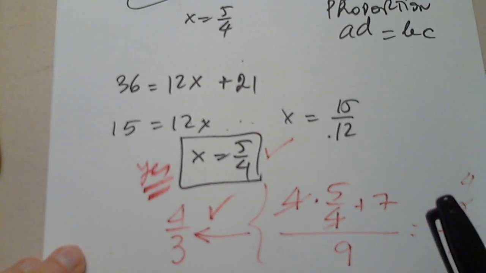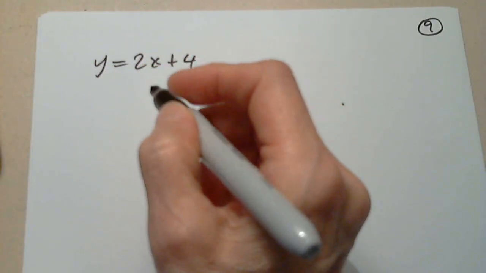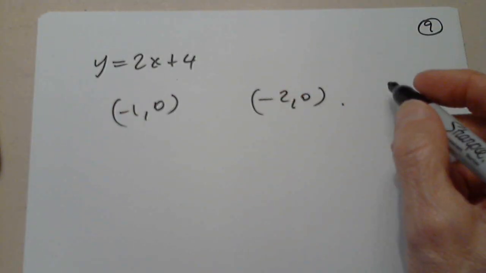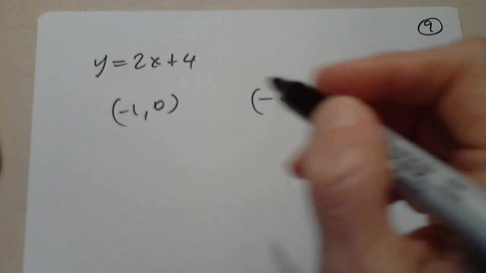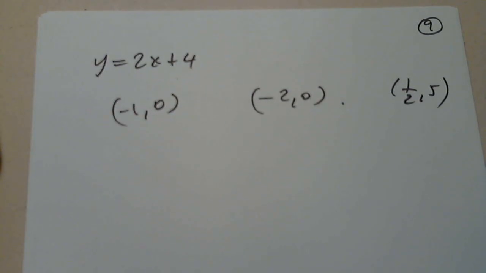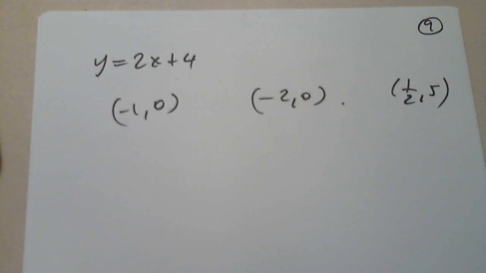What if we have the equation y equals 2x plus 4, and we are asked to verify if -1, 0 is a solution, if -2, 0 is a solution, and if 1/2, 5 is a solution. So we are given an equation of a line, a linear equation, and we're asked, is this point on this line? Is this point on this line? Is this point on this line? What do we need to know? Well, maybe I should say, what do we need to do to verify?